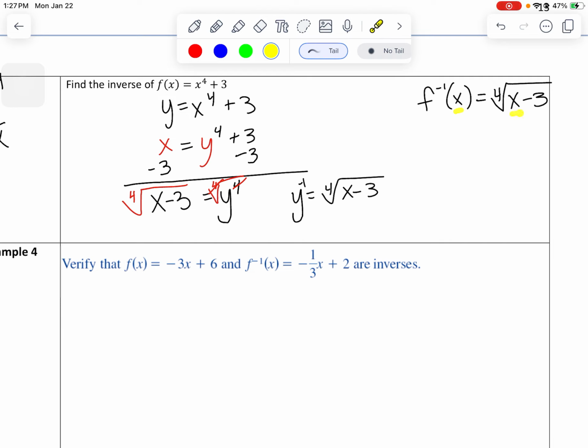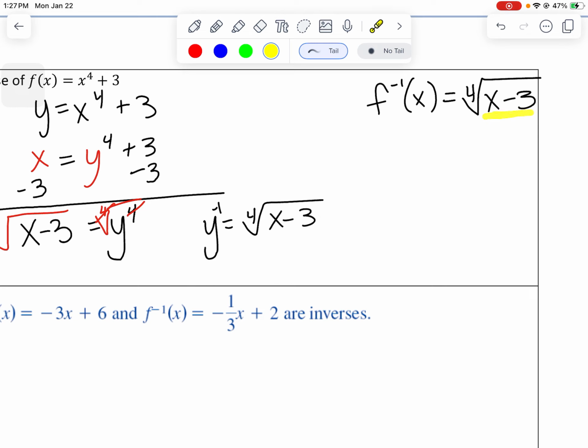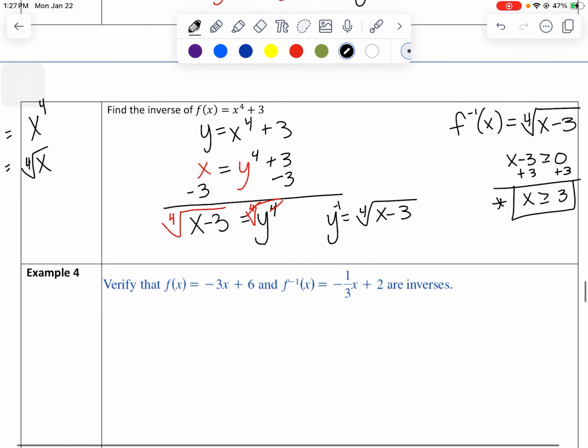So when we're looking for restrictions, we're looking at what would cause us problems or possible input restrictions on this side. Since we have an even numbered root, you can't have negative values under here, because you can't take the square root or the 4th root of negative values and get real solutions. So this x minus 3 has to stay greater than or equal to 0. That means your x's would have to be greater than or equal to 3. So those would be your restrictions for this piece.